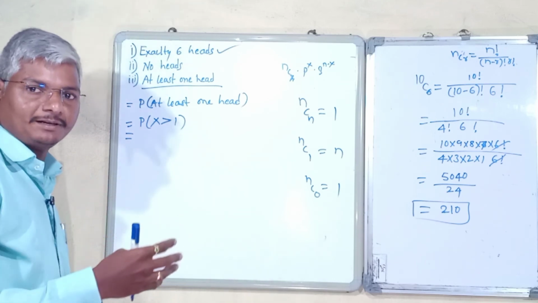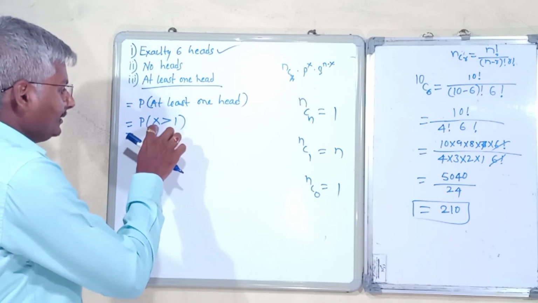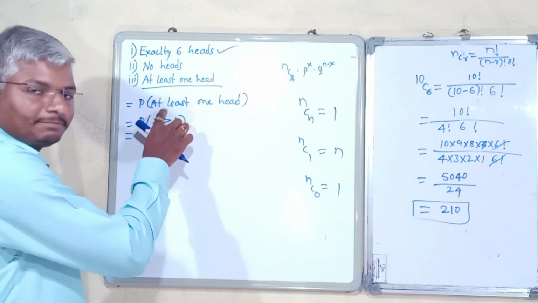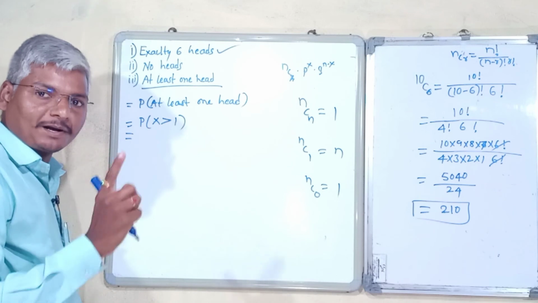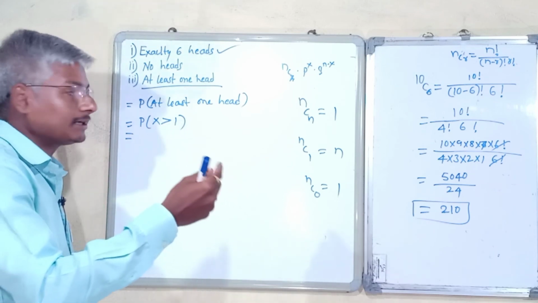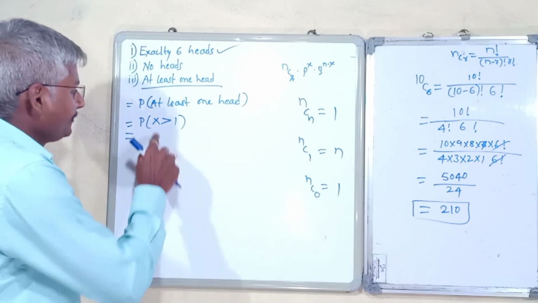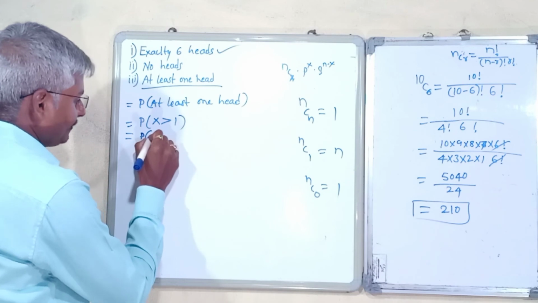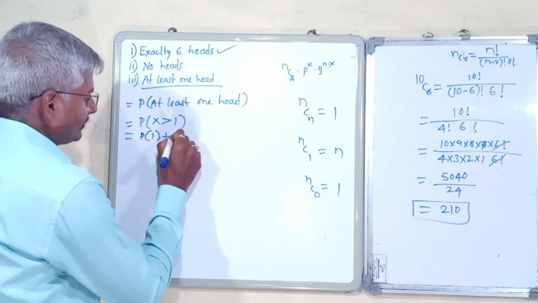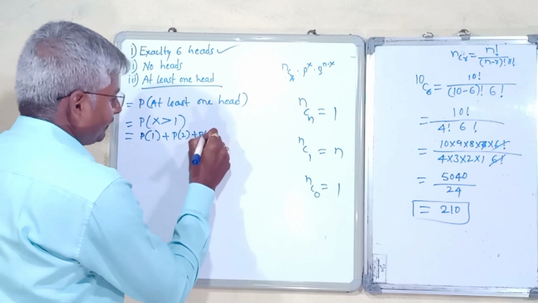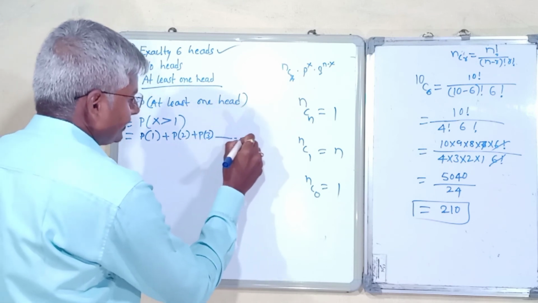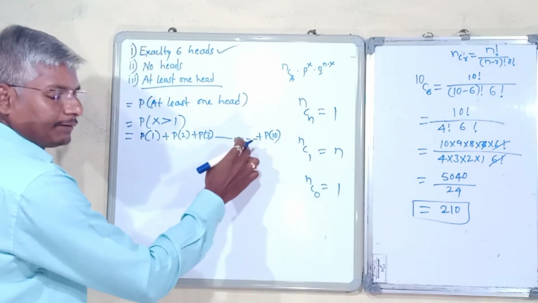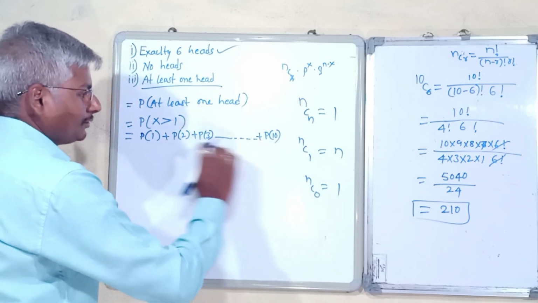So there are totally 10 coins. That's why here x is greater than or equal to 1: at least means a minimum of 1 head, and the maximum is n, which is 10. So we need to find probability of 1 plus probability of 2 plus probability of 3, like this, up to probability of 10. From 1 to 10 we need to find each. So it will be very lengthy.